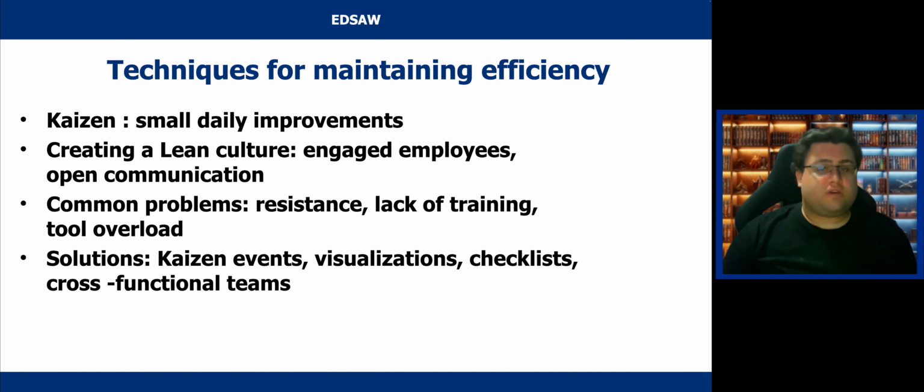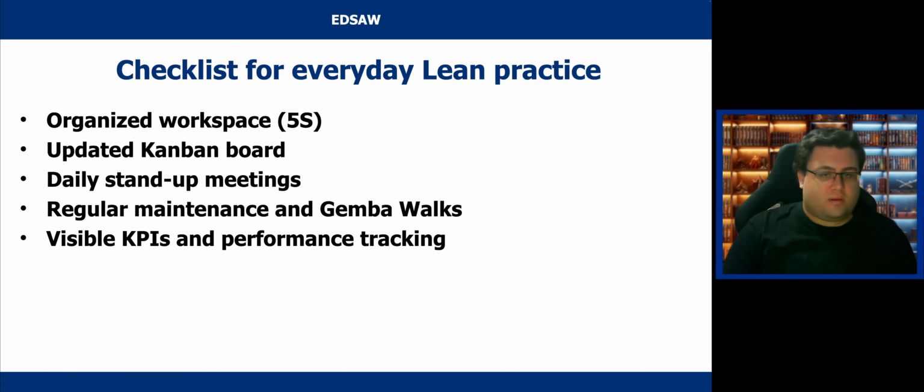The solution is to have Kaizen events, short workshops where the team focuses on a specific problem. Furthermore, visualizing processes and using checklists help maintain standards. Also effective is the involvement of cross-functional teams, where people from different departments collaborate and seek common improvements. Maintaining efficiency is therefore not about one-off changes, but about perseverance, discipline, and everyone's involvement.